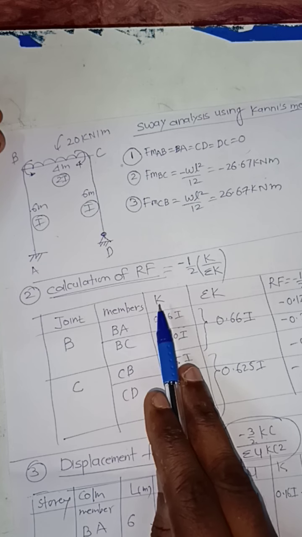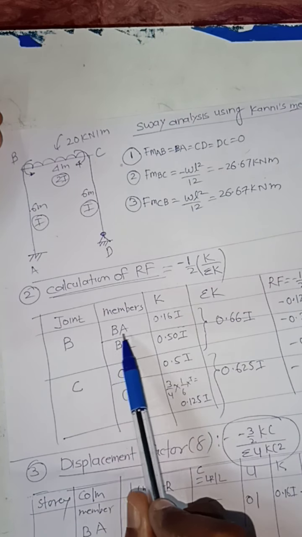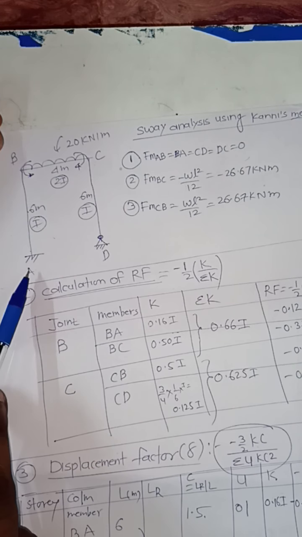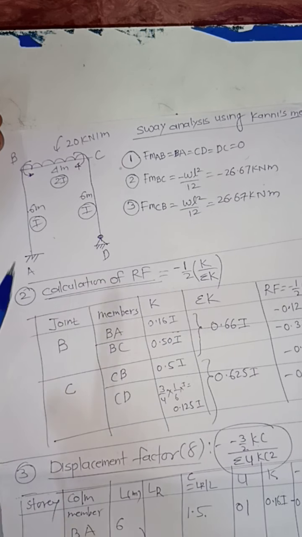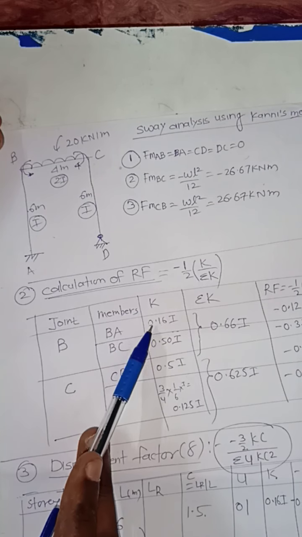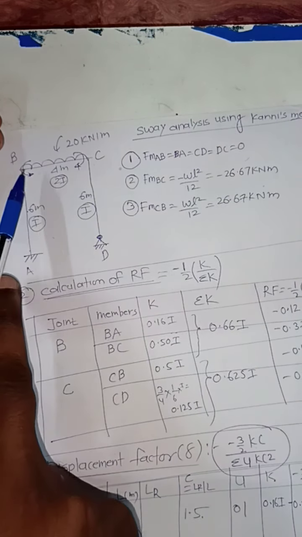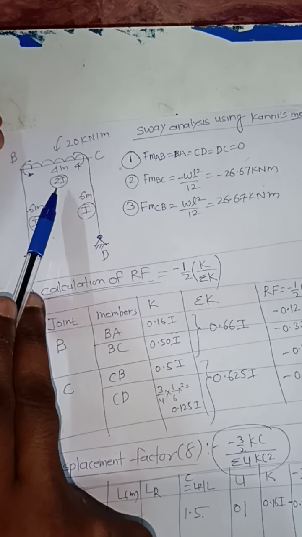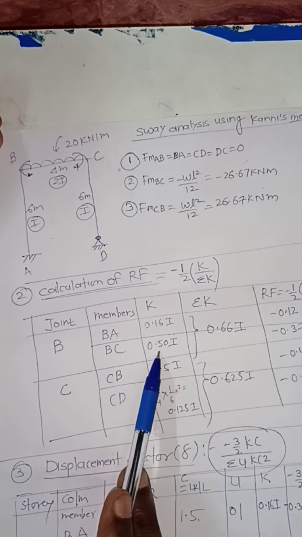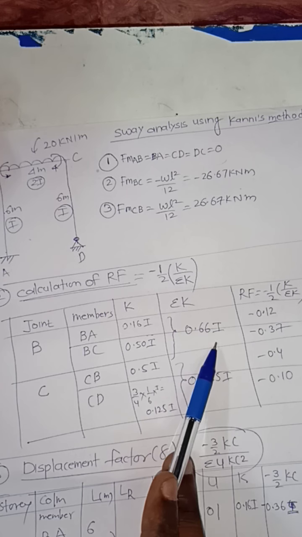Now calculate the stiffness K. First we consider the span of BA. If you see BA, A is the fixed support. Therefore, the formula will be I by L, that is 1 by 6, equal to 0.16 I. Similarly, for BC, it will be I by L, but here there is 2I, so 2I by 4, that is 2 by 4 I, equal to 0.5 I. The summation of these two K factors will be equal to 0.66 I.